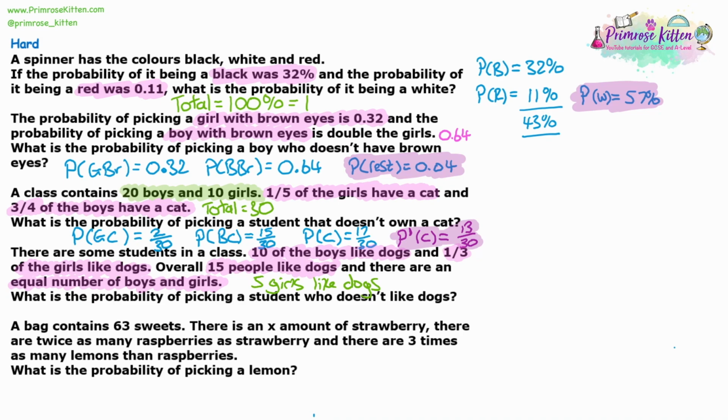We're told that a third of the girls like dogs, and we know that 5 girls like dogs. So 5 is a third of the girls. So 3 lots of those, 3/3, would be 15 girls in total. And if there's an equal number of boys and girls, there must be 15 boys total. So that must mean there are 30 students total.